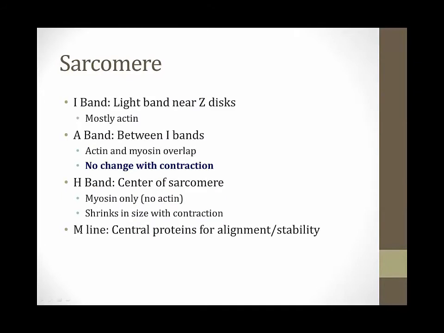On this slide, I've summarized the key portions of the sarcomere. The I band is the light band near the Z discs. It contains mostly actin. The A band is between the I bands. It's where actin and myosin overlap, and there's no change in the A band with contraction. The H band is at the center of the sarcomere. It contains myosin only and no actin, and it shrinks in size with contraction. And then finally, the M line is where central proteins are found for alignment and stability of the sarcomere.